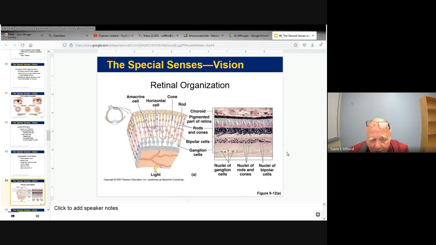So if you look at the retina, and there's WebAssign that has pictures very, very much like this, you'll have to identify the various layers. So light comes in, goes through the ganglion cells, passes through the bipolar cells, and then into rods and cones. So for some reason, the light passes through these first layers before the rods and cones are stimulated. And how does light get in through all that tissue?